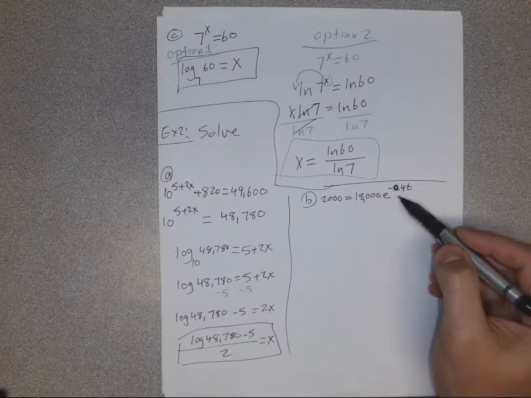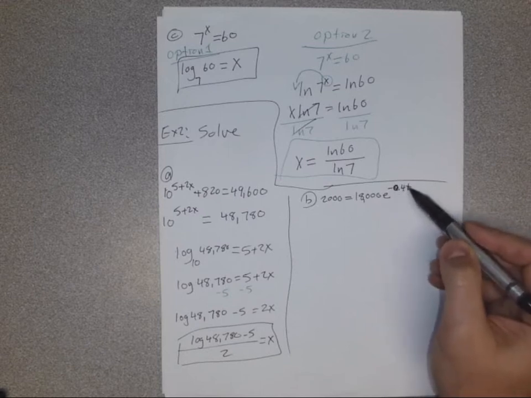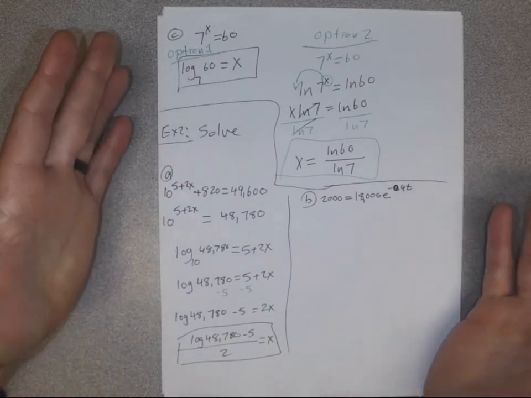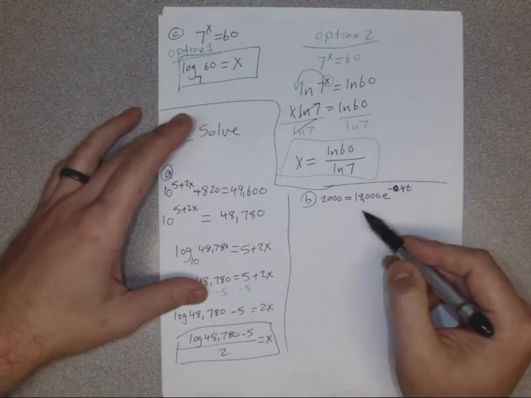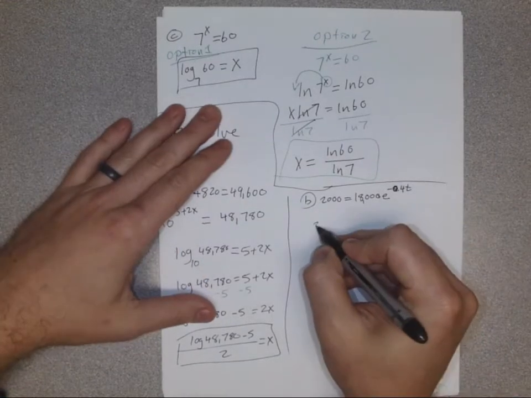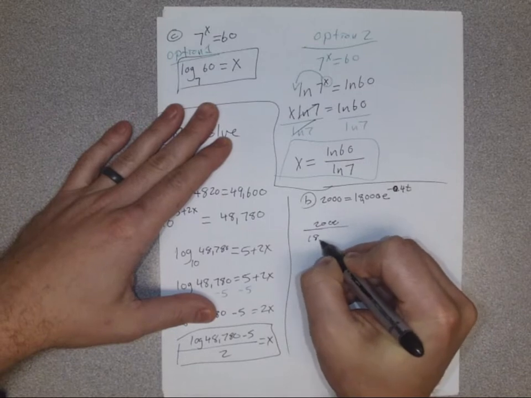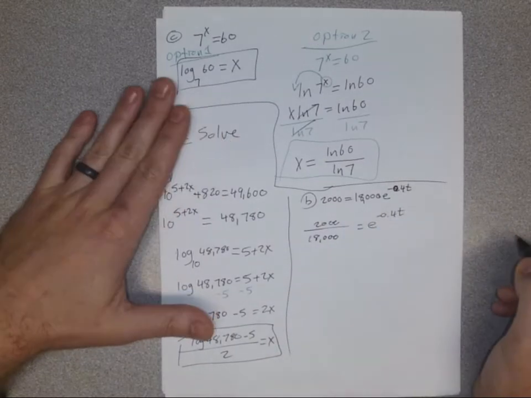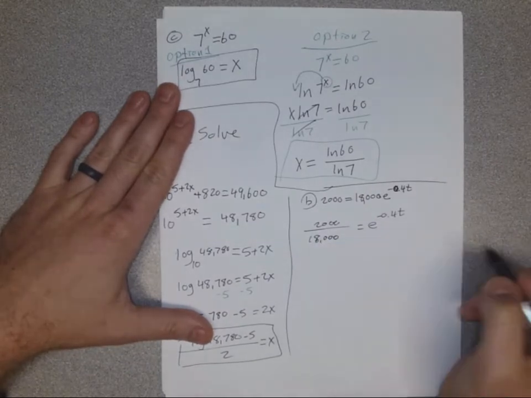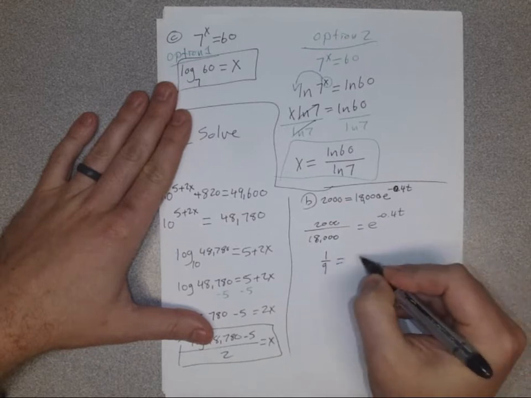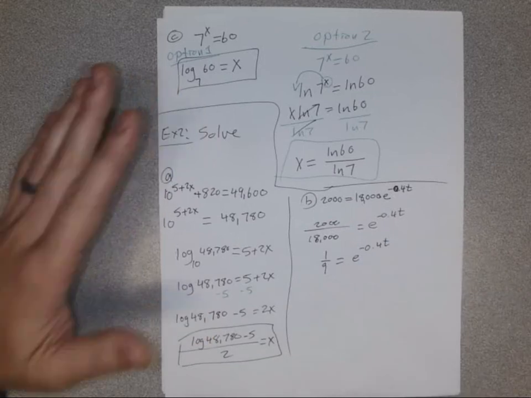We want to get wherever the variable is in the exponent, we want to get that by itself, completely by itself, and then we can go from there. But this 18,000 is messing with us right now. So divide both sides by 18,000. I'm just going to write it out first. All right. And then simplifying this 2018,000, excuse me, you get 1/9.